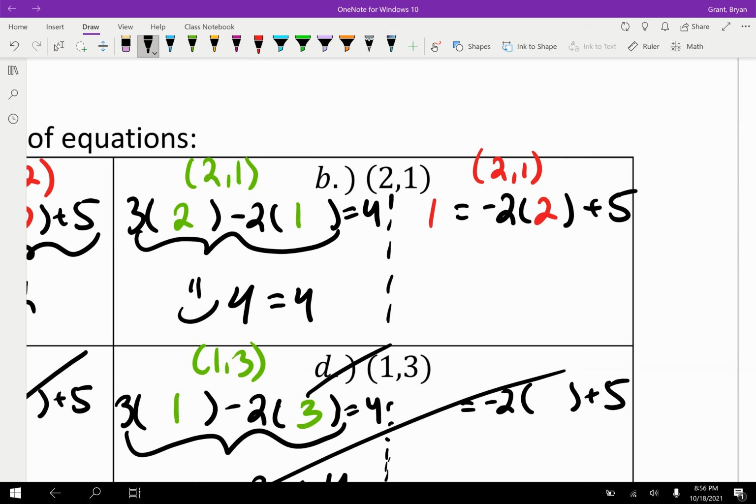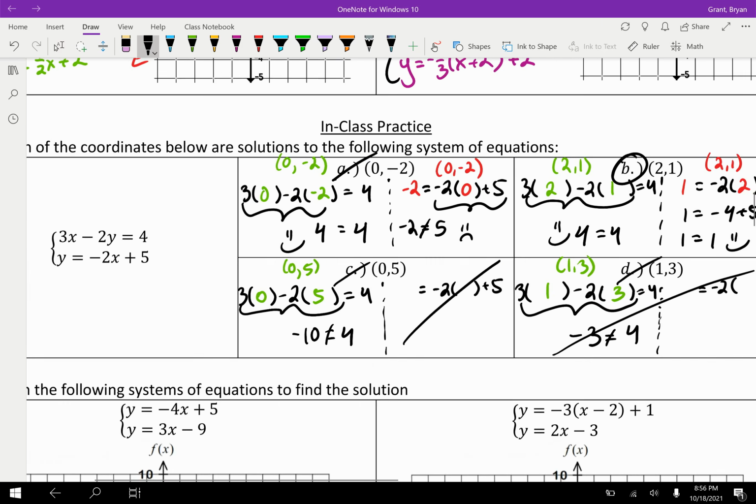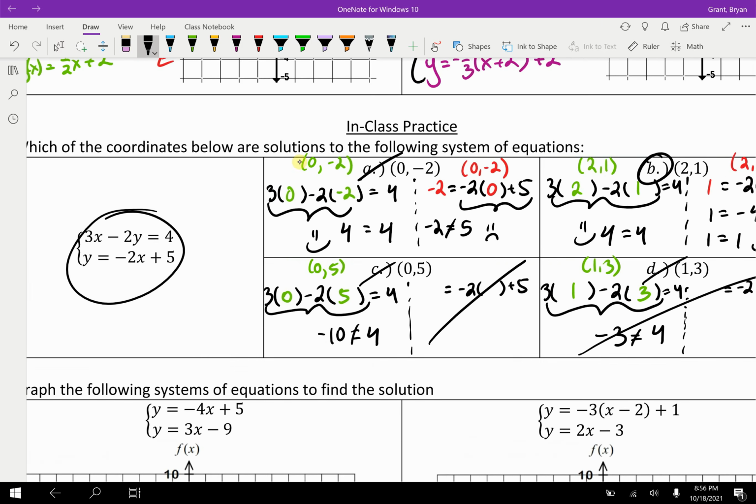Y and x, let's see how I did. This is negative 4 plus 5. And negative 4 plus 5 is positive 1. This one also works. There we go. There is my solution. Now, you could have gone through and graphed this, of course. You could have graphed each equation. They would have intersected at 2, comma 1.